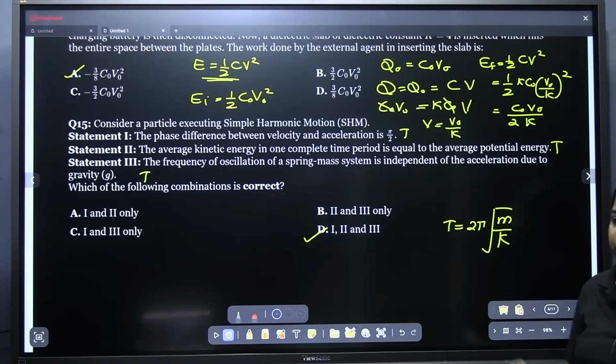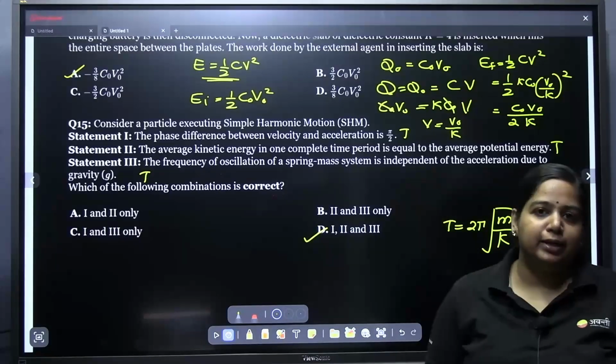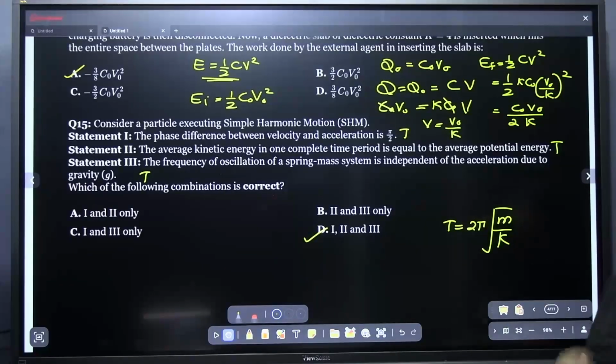If you have any doubt or need more clarification in any question, you have to ask, okay? Otherwise, I will assume that you understood it.